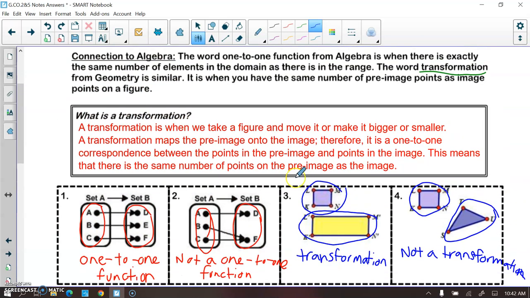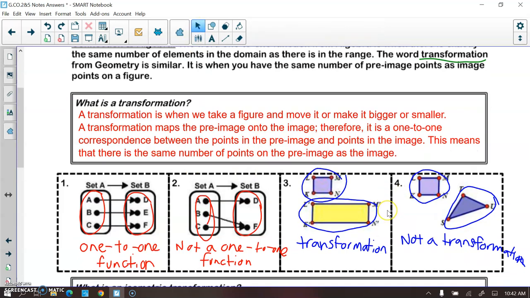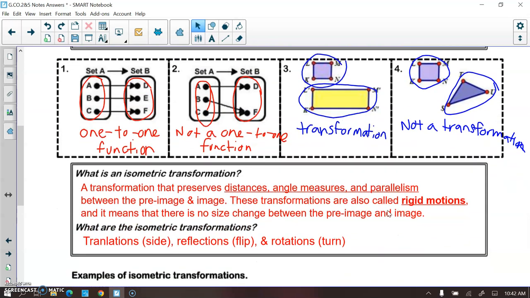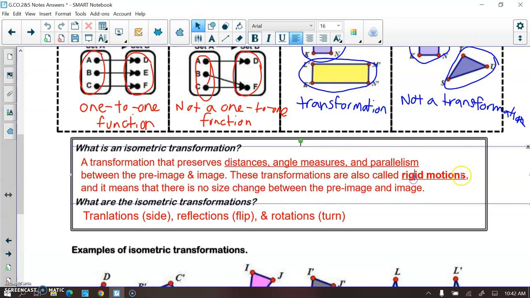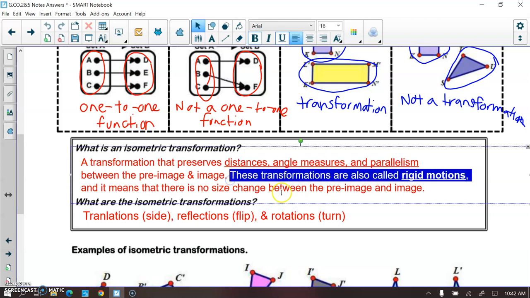If you need time to pause the video to write this stuff down, I would highly encourage it. But moving on, so we know what a transformation is. There's specific types of transformations. There's isometric transformations and non-isometric transformations. We're going to learn the difference between the two, and you will need to know the difference. So isometric transformations can also be called rigid motion transformations.